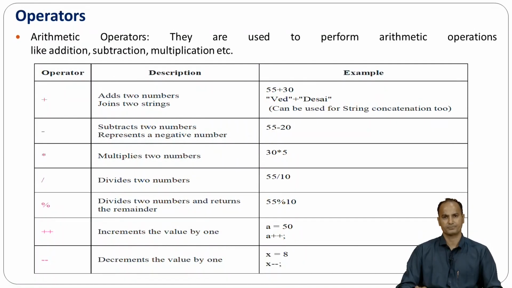Let's have a look. The arithmetic operators supported are plus, minus, multiplication, division, modulus, plus plus or increment, and the decrement operator by double minus sign. The plus operator is used for numerical values as well as strings. When we use it with string values, it will concatenate both the strings, while with numbers it will add both the numerical values. Subtraction subtracts the values, and multiplication likewise.